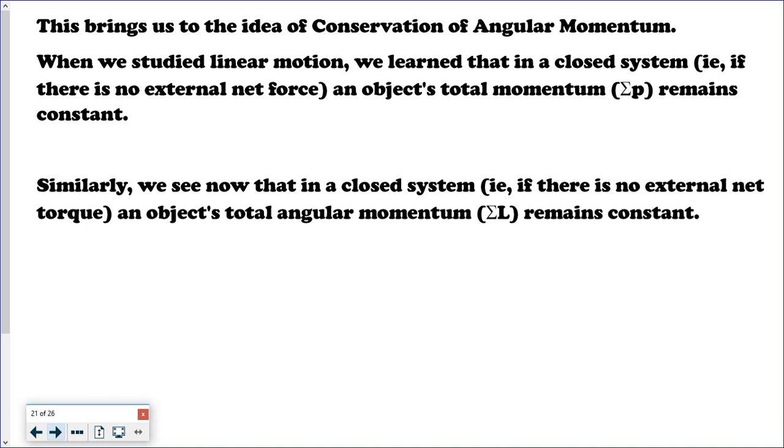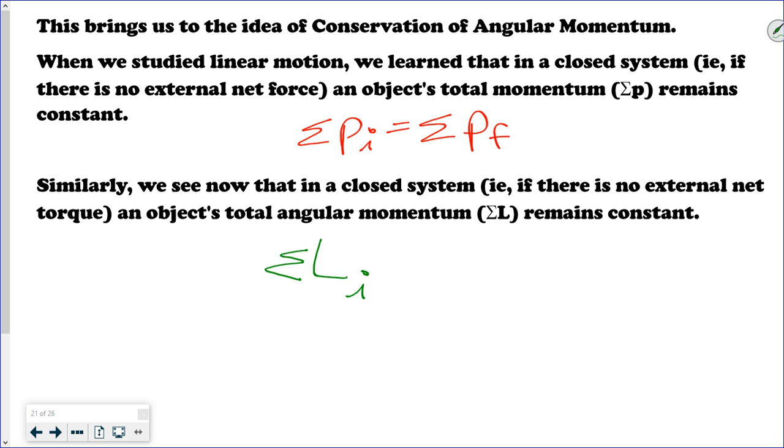No, we can't do an example yet because we need to learn about conservation of angular momentum. When we learned about linear momentum, we learned that in a closed system, in other words, if there are no external forces acting on your system, then an object's total momentum remains constant. And we wrote that this way: total momentum before the collision or explosion is equal to the total momentum after. Similarly, this time we are going to have conservation of angular momentum, which means that the total angular momentum before some interaction is equal to your total angular momentum after.